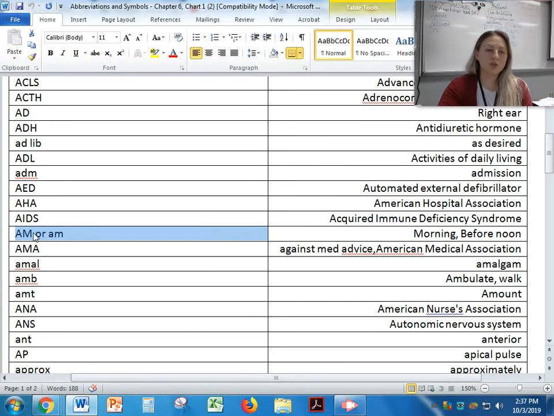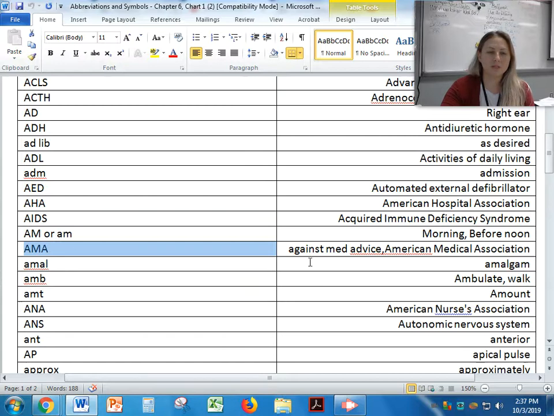AMA, this has two different meanings. The first one I'm going to talk about is American Medical Association. So this is very similar to the American Hospital Association. They work with, I guess, quality of patient care across all practitioners, making sure that they're doing what they're supposed to be doing, they're trained in what they're doing, that kind of thing.